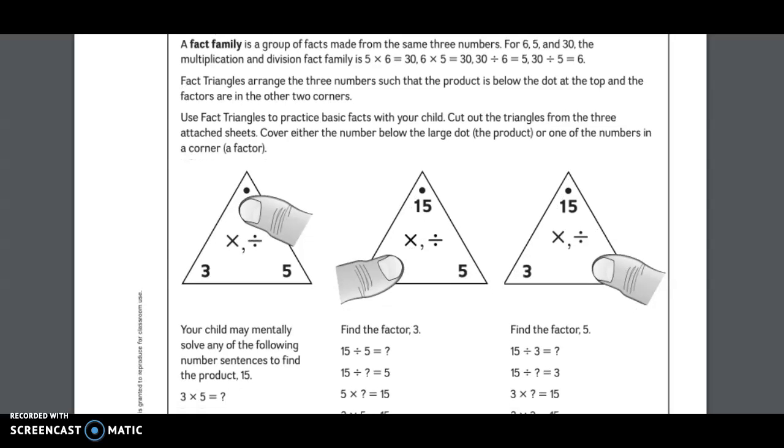Okay, here is a little something extra. In the back of your math journal, there's activity sheet 1, 2, and 3, and they have a whole bunch of these triangles. It should say 2s, 5s, and 10s fact triangles. I want you to cut these out. That's what we're doing in class. We're cutting these out, and this is a way to practice our 2s, 5s, and 10s multiplication.